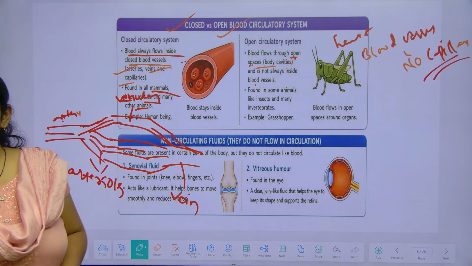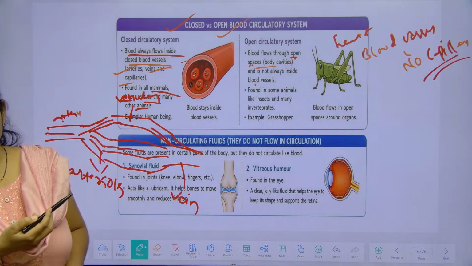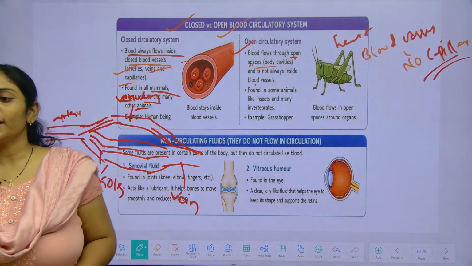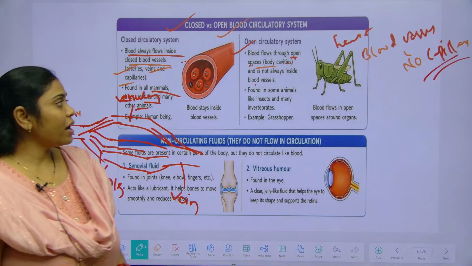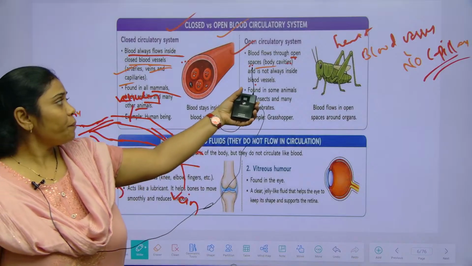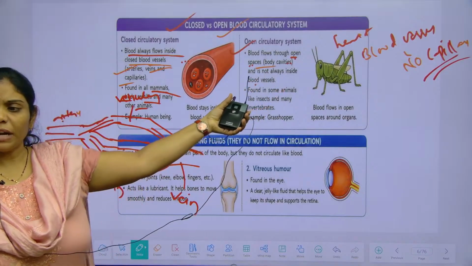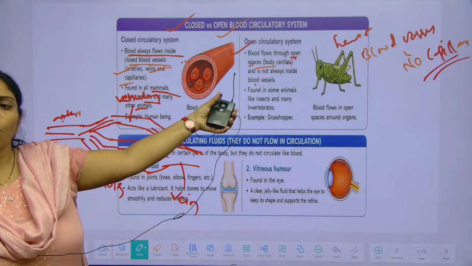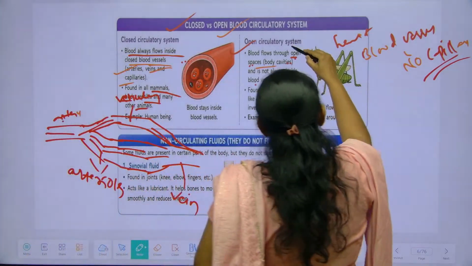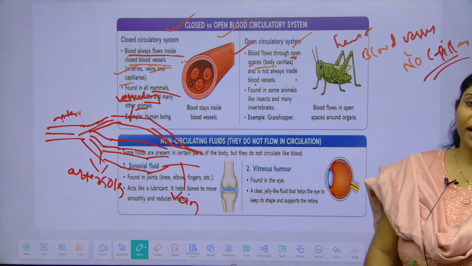Actually, blood has to go to where? To the internal parts only, right? So that is why it is called the open circulatory system. Not always in the closed system. After the blood vessel, where is it coming? Into the open spaces, that is the body cavity. So that is why we call this kind of circulatory system the open type of circulatory system.